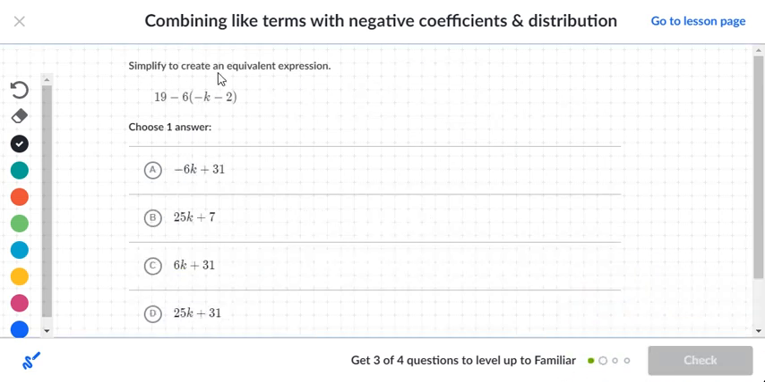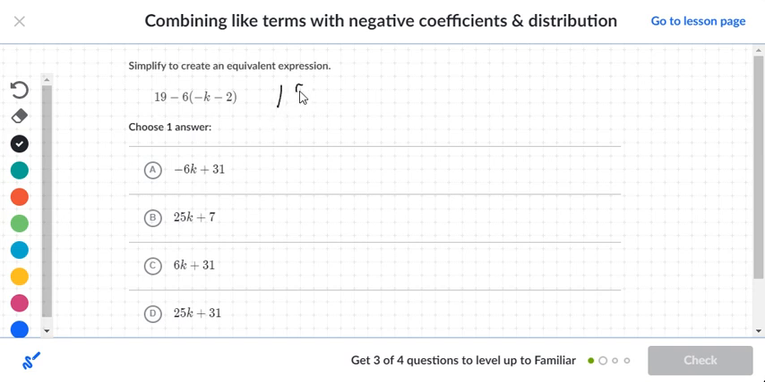Let's go to the next one. So here we want to do basically the same thing. You don't want to take 19 minus 6 and make it into a 13. You have to realize that they're separate, that the minus 6 is attached to the parentheses, so we have to distribute with that. So basically we're going to ignore the 19 for now and just work with the minus 6 and multiplying through there.